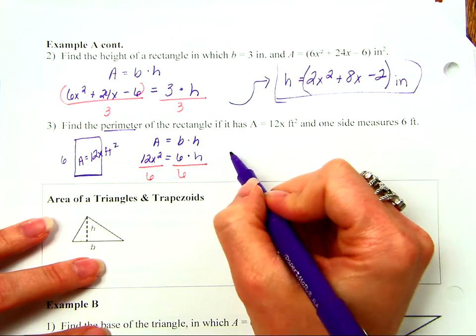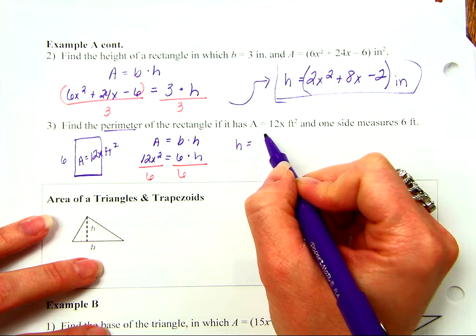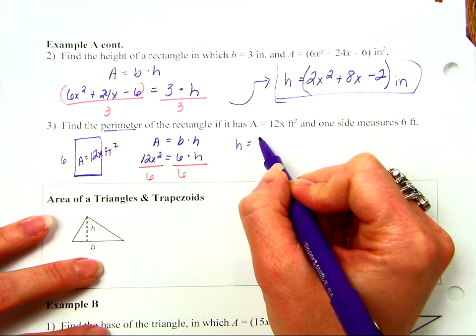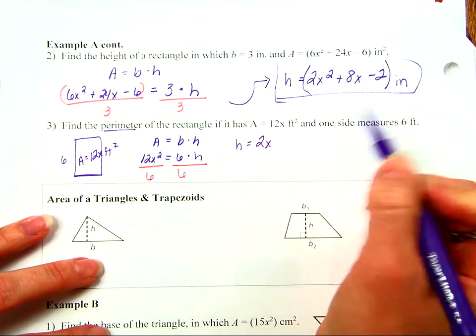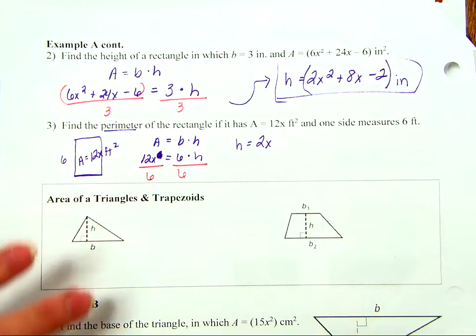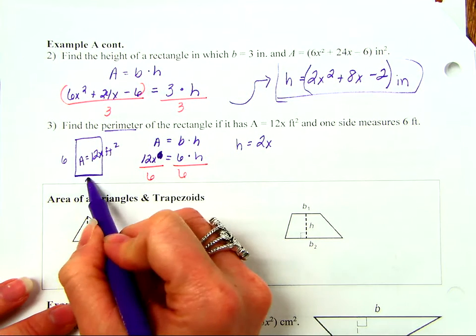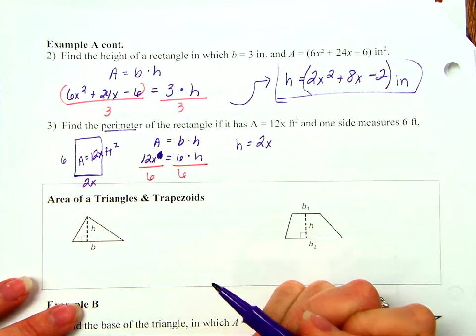We would find out then that our other side measure, which I'm referring to as my height, would have to be 2x. Excuse me, this is 12x, 12x squared. Okay, if my other side measures 2x, now the question is, what is my perimeter?